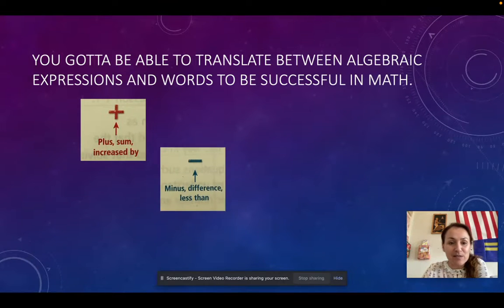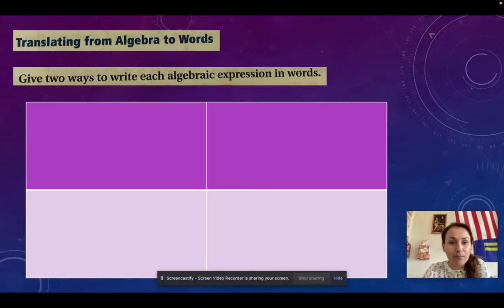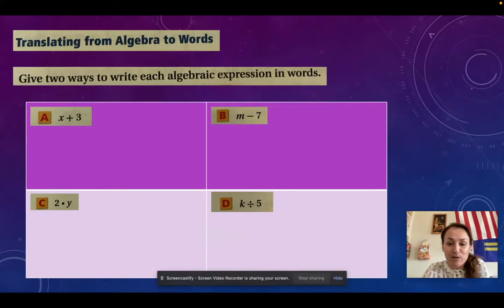Okay, so here's some of the symbols that we want to make sure we know. Again, you can pause this at any time. Okay, let's take a look. Give two ways to write each expression. So I'm going to put up some expressions here. You might want to give it a pause for just a second and see if you can figure out two ways to write each one of these.